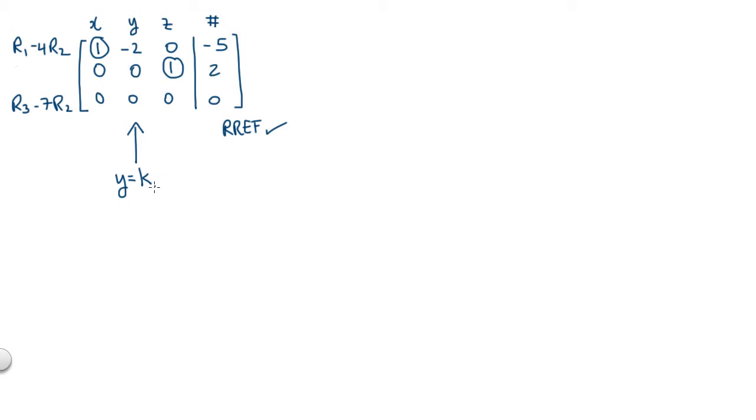This k here is called a parameter, and this represents the fact that y can be any real number. If there's no leading 1 in the column for y, then we're not going to be able to solve these equations for y, and that means that y is unrestricted. So y can be any real number. The way we notice that is that there's no leading 1s in its column.